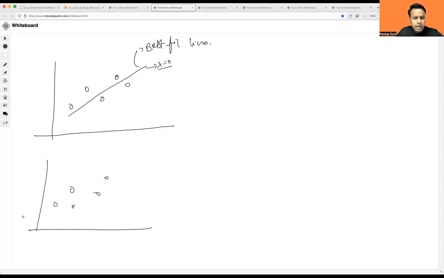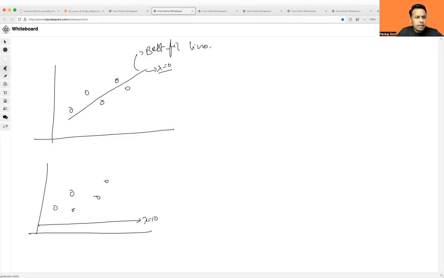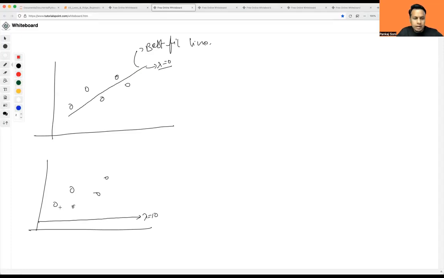Okay, and here assume that I got the best fit like this. Let's say we have lambda equal to some value, 10. So in case you got the best fit line like this, and you're going to calculate the sum of squared error, what will happen?